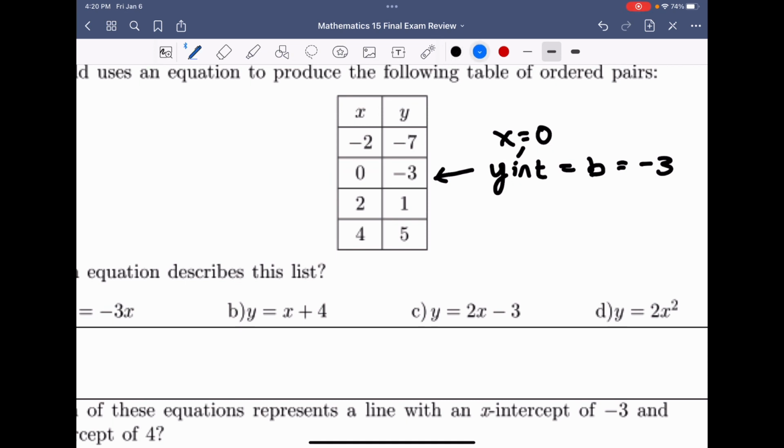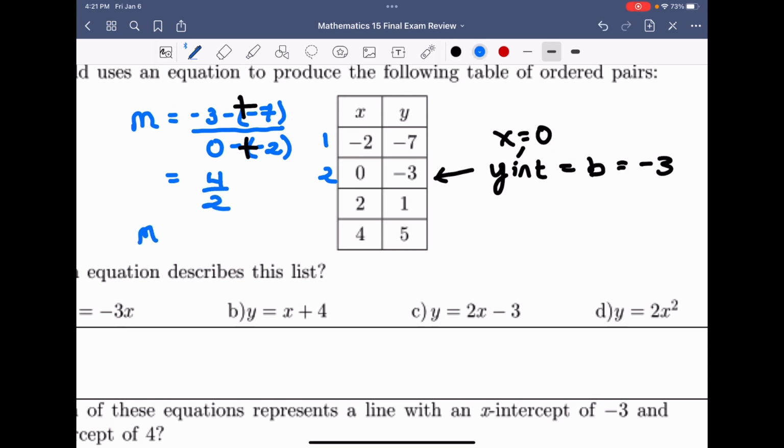So when I go from here, I'm going to do the slope in blue. M is equal to, let this be point 1, this point 2. My y2 is -3 minus my y1, which is 7, or -7. My x2 is 0 minus my x1, which is -2. Therefore, I get -3 minus minus 7, which turns into a positive, and this would be -3 plus 7, which is 4, over 0 minus minus 2, which is a positive 2. And this reduces down to m is equal to 2.